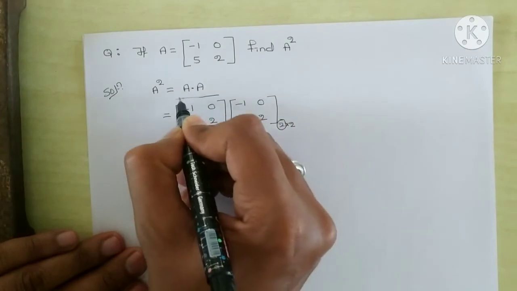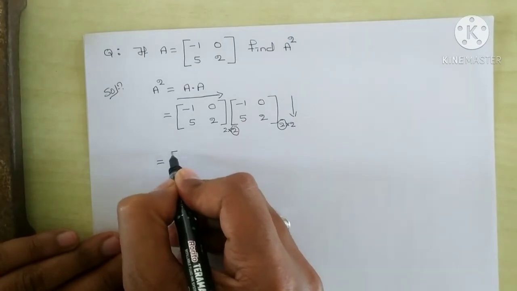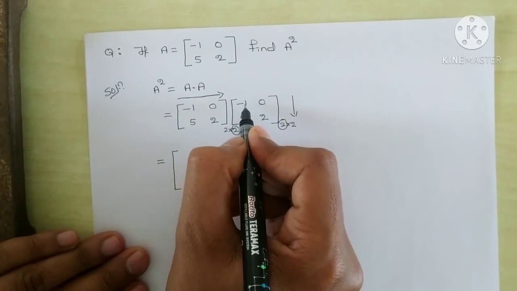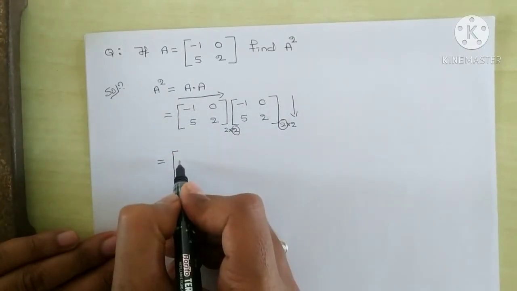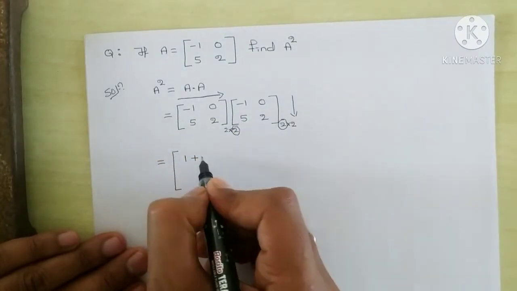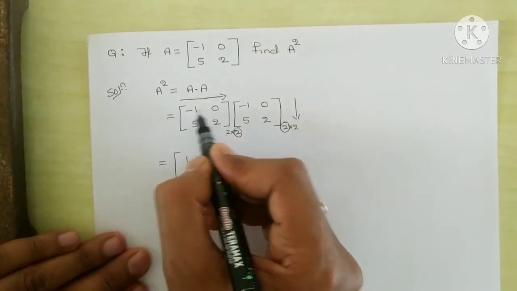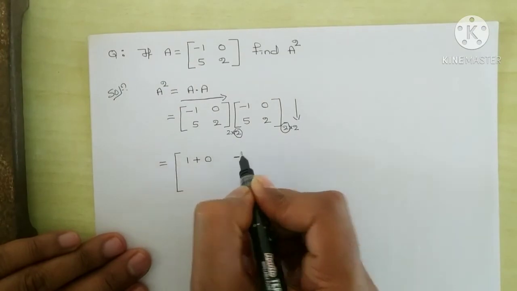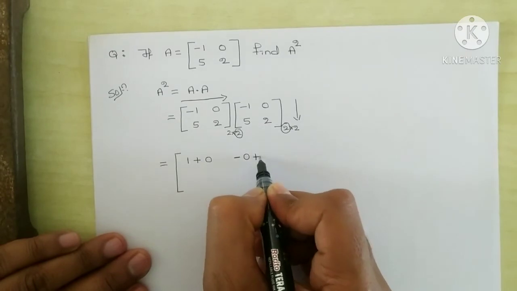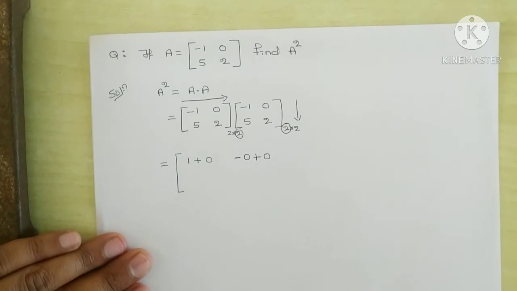Now we have to go rows in terms of columns. So first row, first column: first element with first element, minus into minus is plus, 1 into 1 is 1. Middle plus sign, 0 into any value is 0. Next, first row, second column: minus into plus is minus, 1 into 0 is 0. Plus into plus is plus, 0 into 2 is 0.